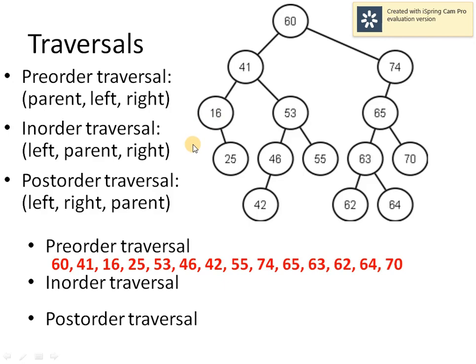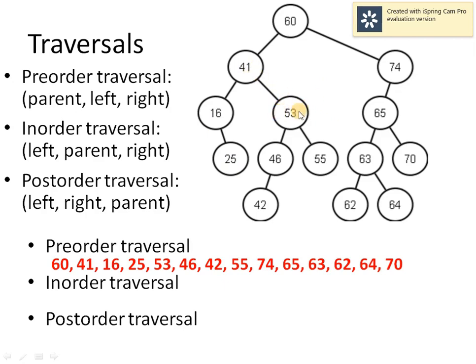But in this particular case, the left of 16 is null. So we will put nothing. We will directly switch to node 25, and since 25 is a leaf node, with no left child and right child, 25 will be visited. After that, we have visited the left portion of 41 completely. Then we can start with the right subtree of 41.